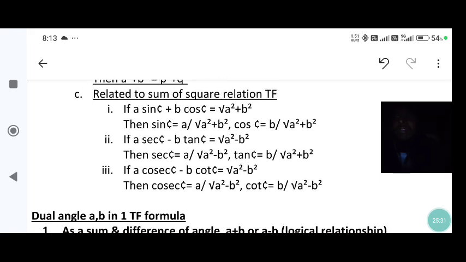Now if a sec theta minus b tan theta is root under a square minus b square, because in the middle there is a minus sign, then sec theta will be its coefficient a divided by the value, and tan theta will be its coefficient divided by the value. Similarly, a cosec theta minus b cot theta has value root under a square minus b square, because there is a minus sign in between. Then cosec theta equals its coefficient divided by the value, and cot theta equals its coefficient divided by the value.